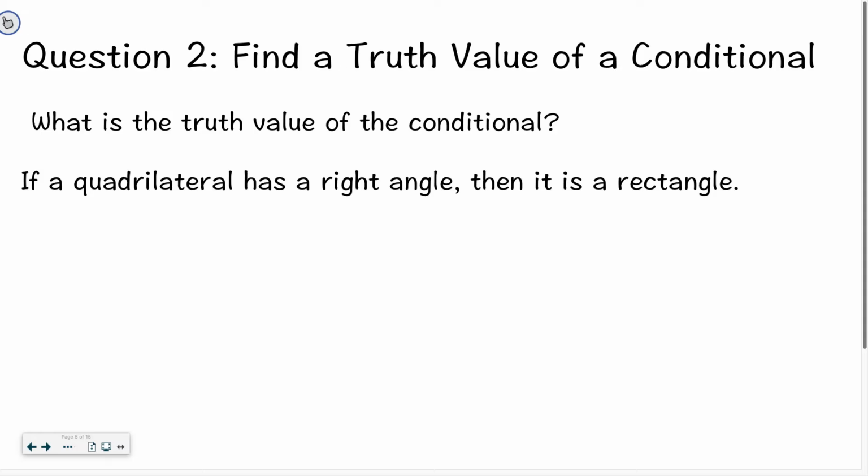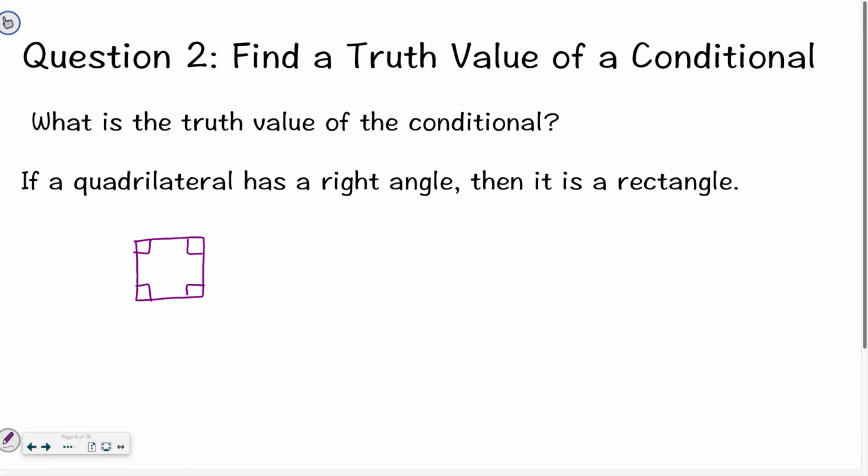So why don't you go ahead and find the truth value of this conditional. If a quadrilateral has a right angle, then it is a rectangle. Now, is this true or false? So we're talking about any four-sided figure. If it has a right angle, it has to be a rectangle. But maybe you thought to yourself, what about a square?